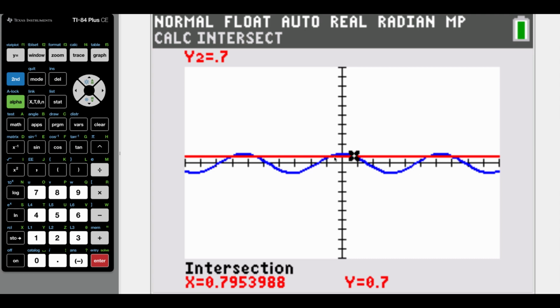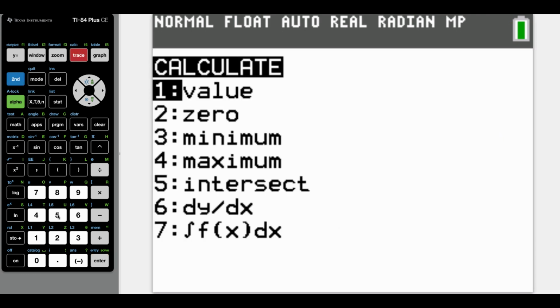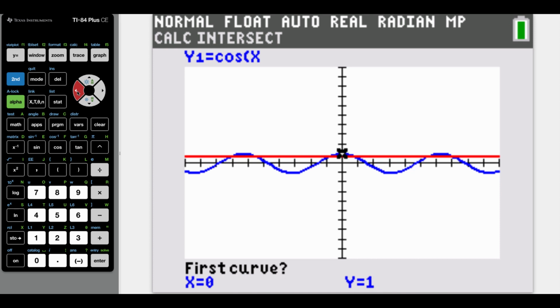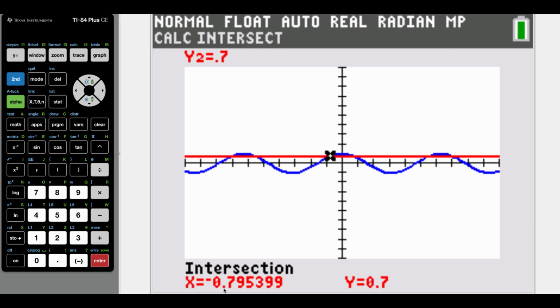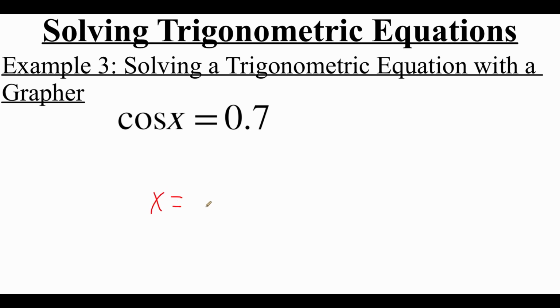And then I'm also going to do this other intersection point just to the left of the origin. So I arrow over there close to that point and hit enter, enter, enter. So we get negative 0.795 if we do a little rounding. So we got an x value of about 0.795, but again, we have to account for all of those extra coterminal angles, and we also had an x value of negative 0.795, but again, accounting for all of those possible coterminal angles.